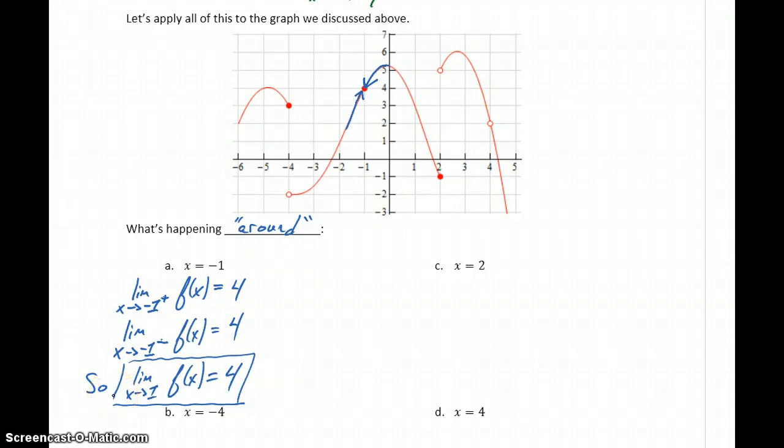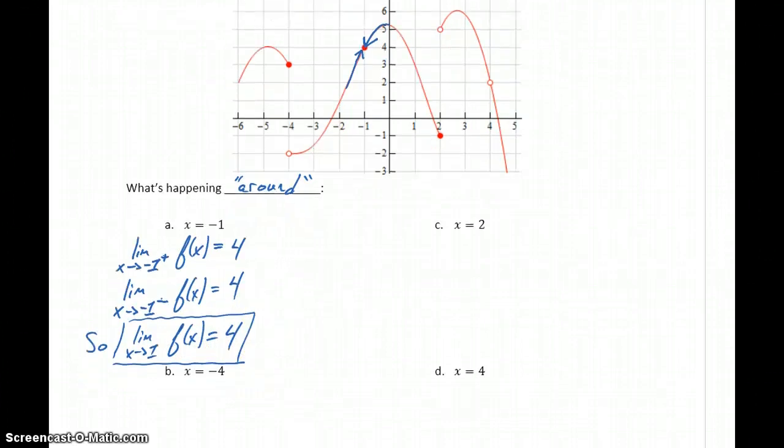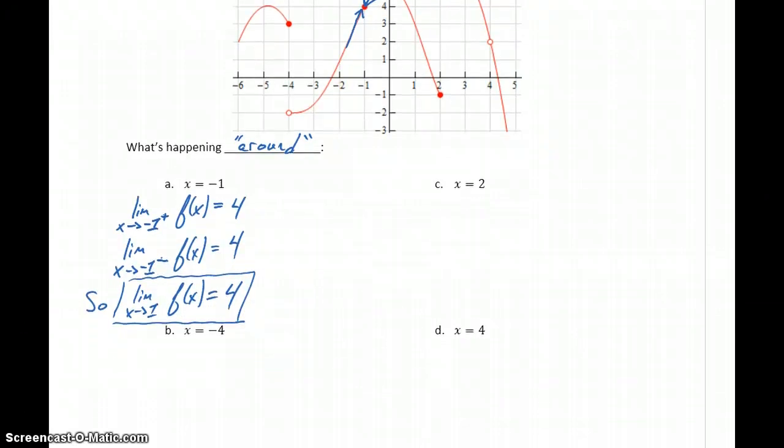So in this case, again, we looked at the left-hand limit, right-hand limit, and that gave us this final answer for the limit of the function at that point. So as x gets closer to 1, our function is getting closer to a value of 4. So let's look at our next example, as x approaches negative 4.